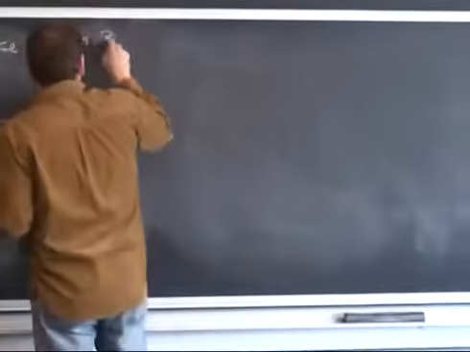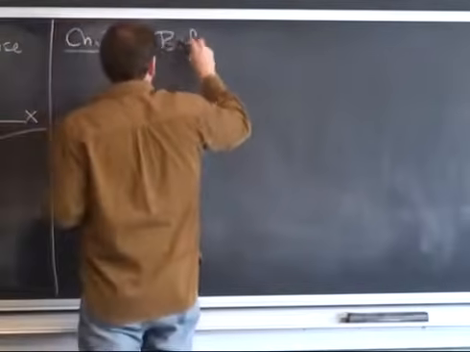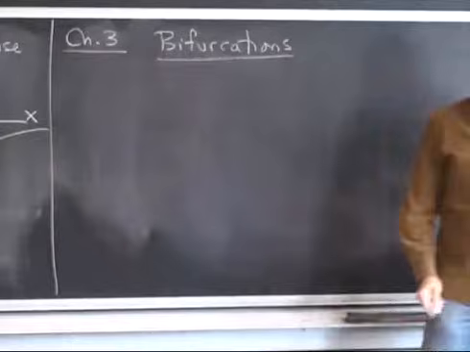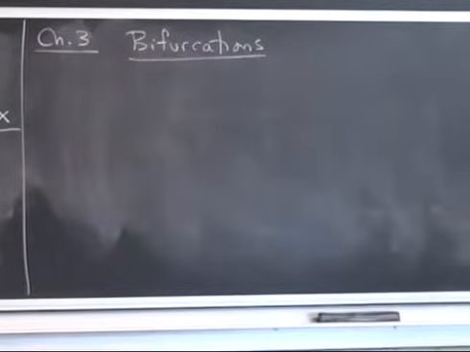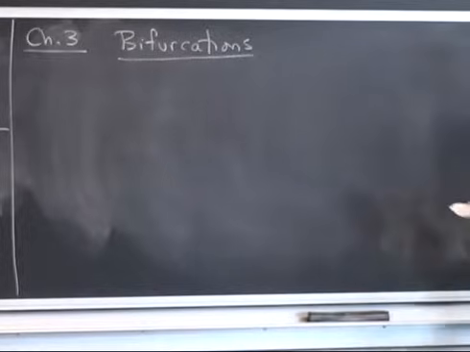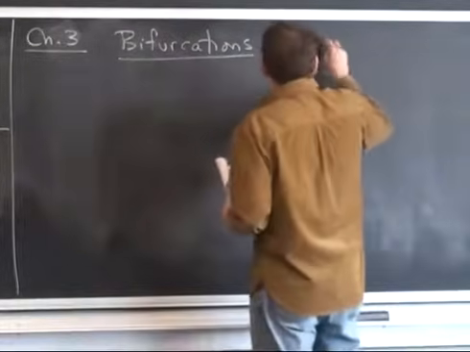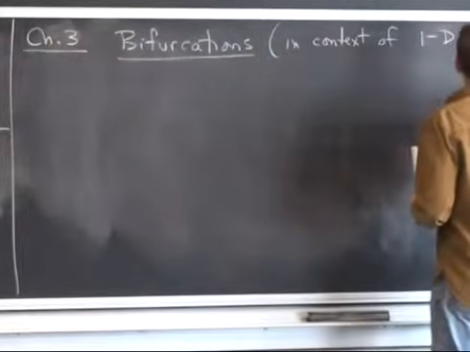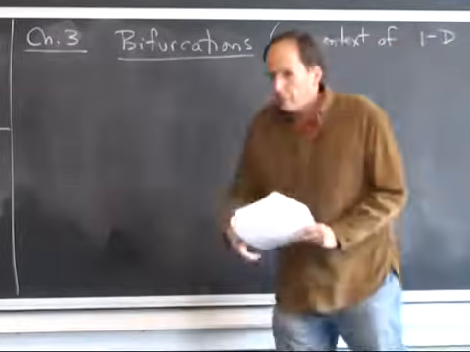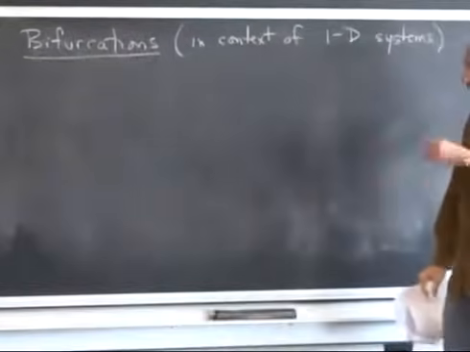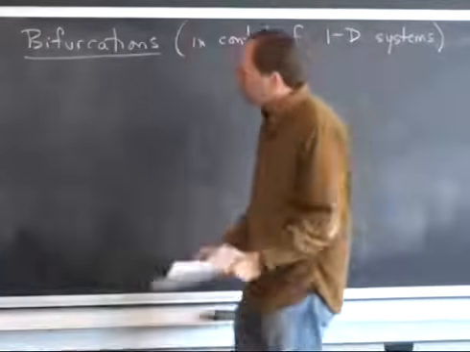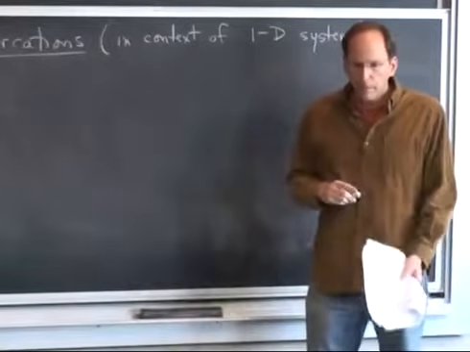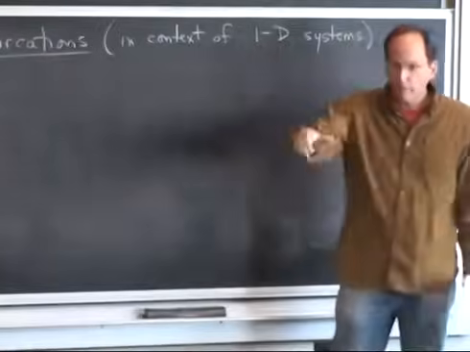Okay, now chapter 3 is pretty substantial. That brings up the very interesting and important topic of bifurcations in the simplest possible setting, still talking about these one-dimensional systems. Later in the course, we'll talk about bifurcations in two-dimensional and higher dimensional systems. But for now, let's just focus on these flows on a line. So, all right, what is a bifurcation?